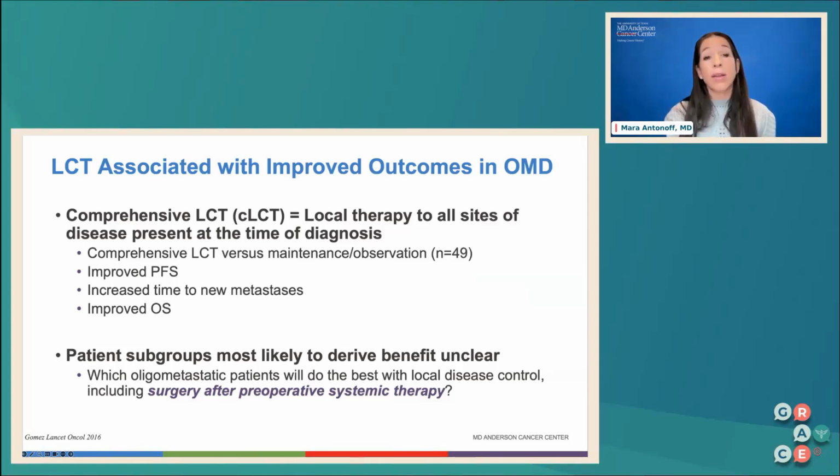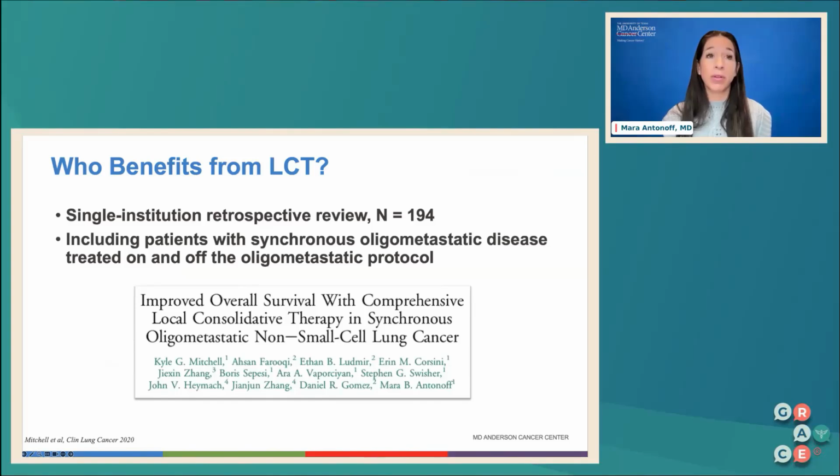One of the questions we get a lot is, who are the right patients? So which subgroups of patients are most likely to do the best with local therapy? And for me as a surgeon, I think about who's going to do the best with surgery. So who benefits from this type of local therapy?